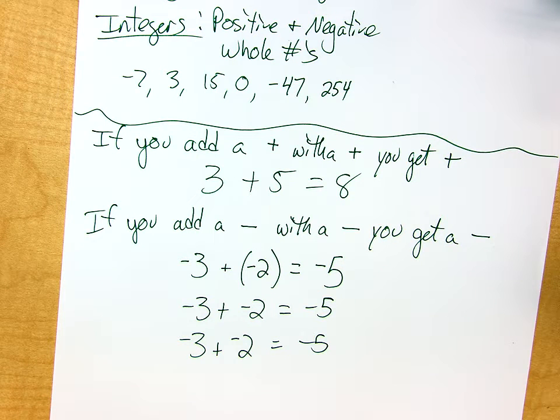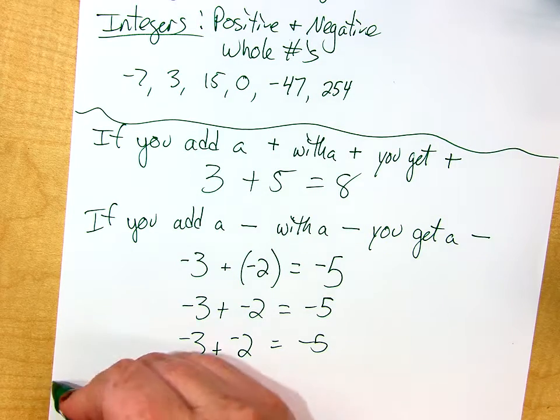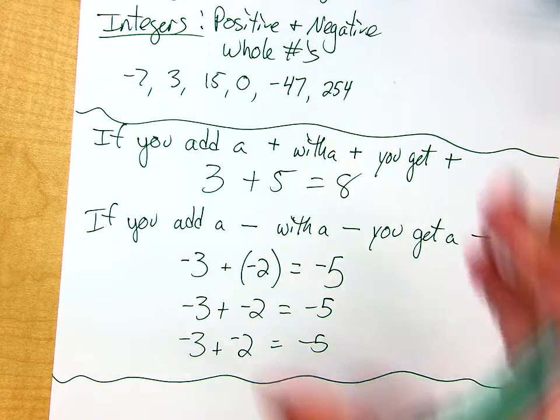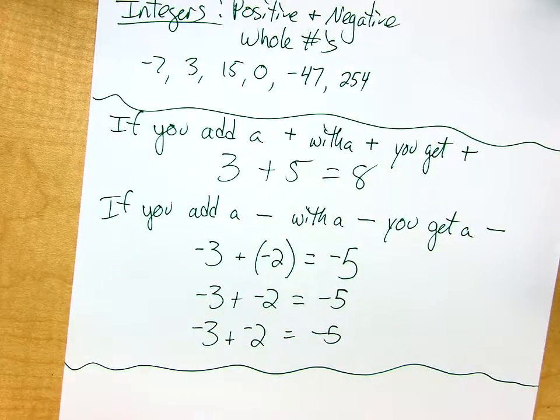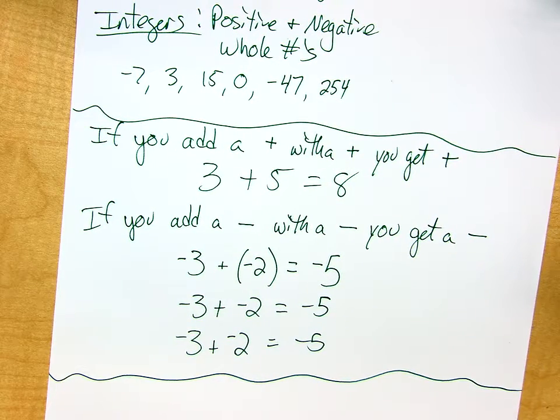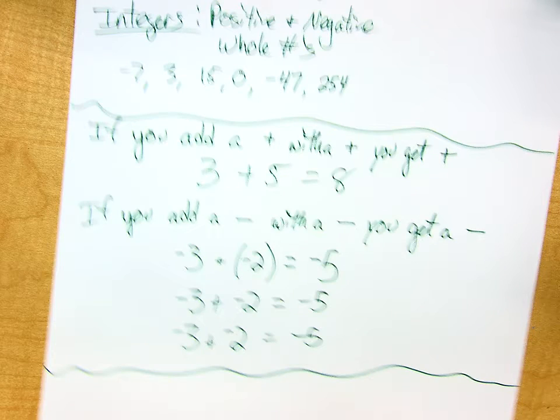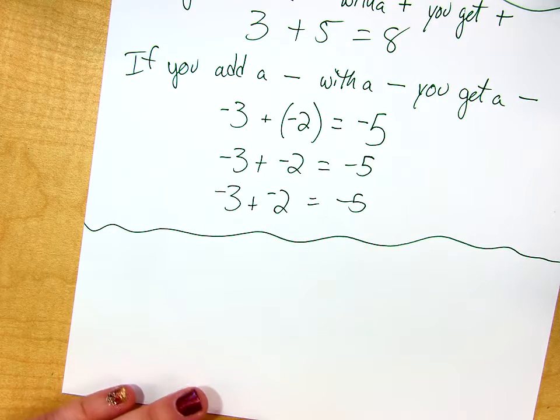Is this old news? You know this already? Okay. So what happens when I add a positive and a negative together? What's my answer? It depends. It depends on the two numbers that you're adding together. So those two are always the same. Two positives, it's always positive. Two negatives, it's always negative. Now, it's situational when you're adding ones that are different.